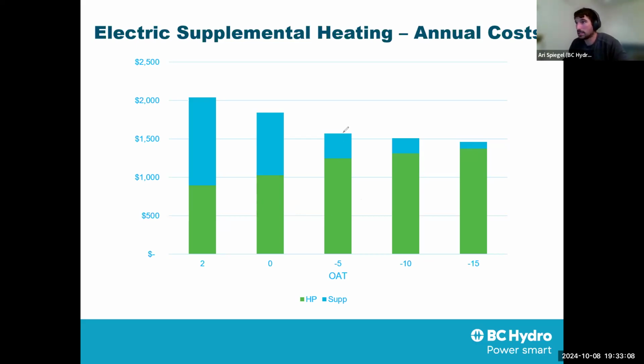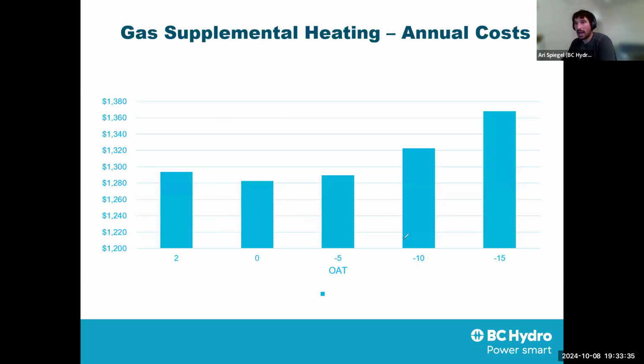So we can see at -5, we're probably at like $1,600. At -15, we're at $1,450 or so in terms of operating costs. So we can actually reduce the annual cost by what looks like $600 to $700 by using a heat pump all the way to its limit of -15 before engaging supplemental. Comparing that to gas, the first thing we notice in using gas as a supplemental system is there's no scenario where it costs over $2,000. So it is cheaper to operate a dual fuel system.